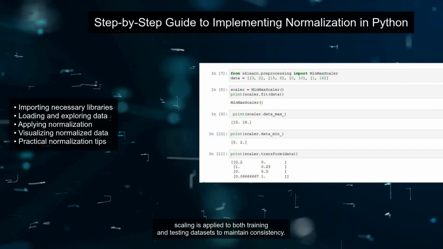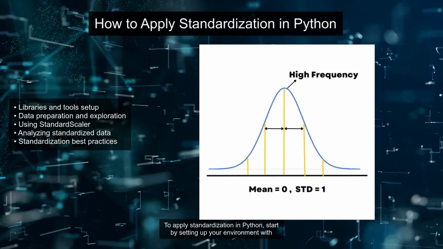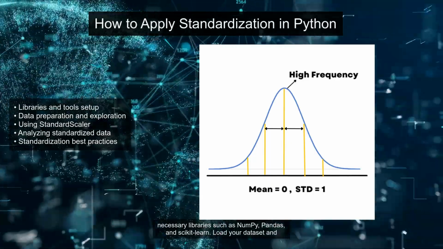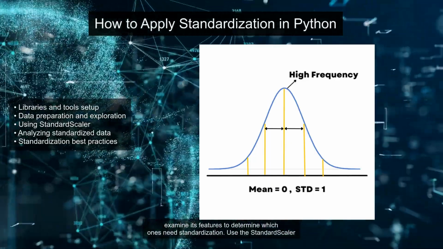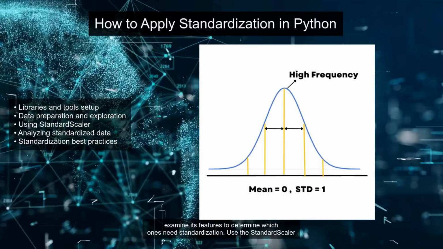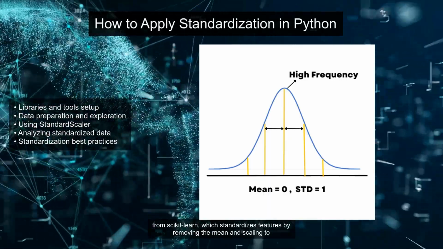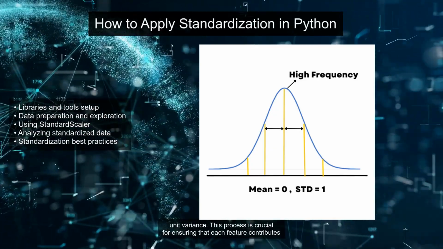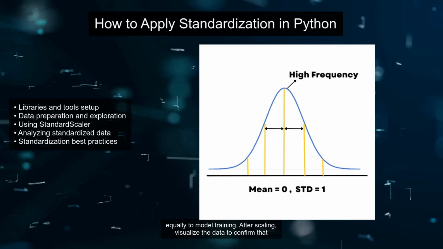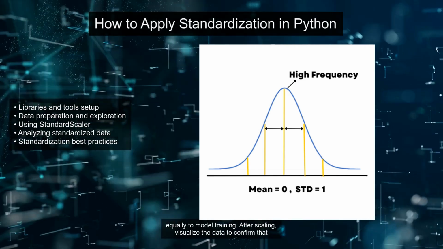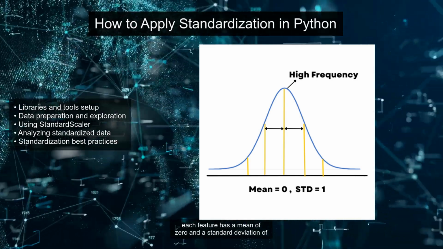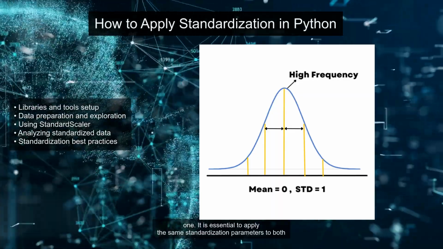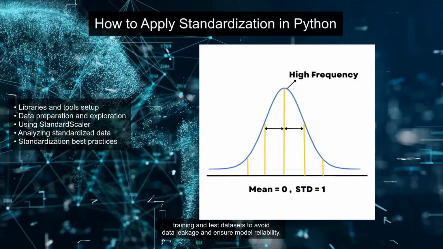Practical tips include handling missing values and ensuring that the same scaling is applied to both training and testing datasets to maintain consistency. To apply standardization in Python, start by setting up your environment with necessary libraries such as NumPy, pandas, and scikit-learn. Load your dataset and examine its features to determine which ones need standardization. Use the StandardScaler from scikit-learn, which standardizes features by removing the mean and scaling to unit variance. This process is crucial for ensuring that each feature contributes equally to model training. After scaling, visualize the data to confirm that each feature has a mean of 0 and a standard deviation of 1.